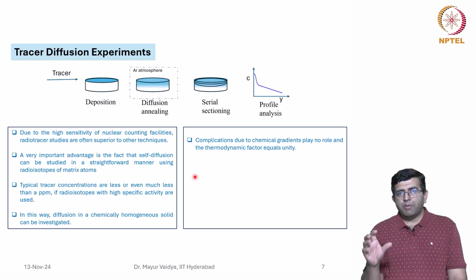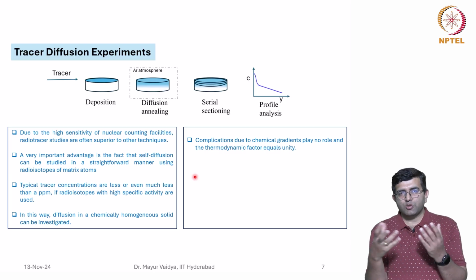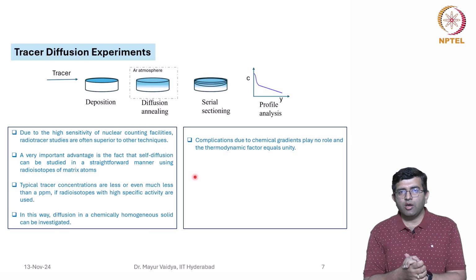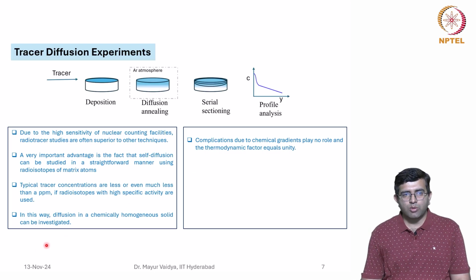The complications due to chemical gradient do not arise, because there is no concentration or chemical gradient, so it doesn't play a role here. And the thermodynamic factor, which we saw in the previous lectures, is unity.